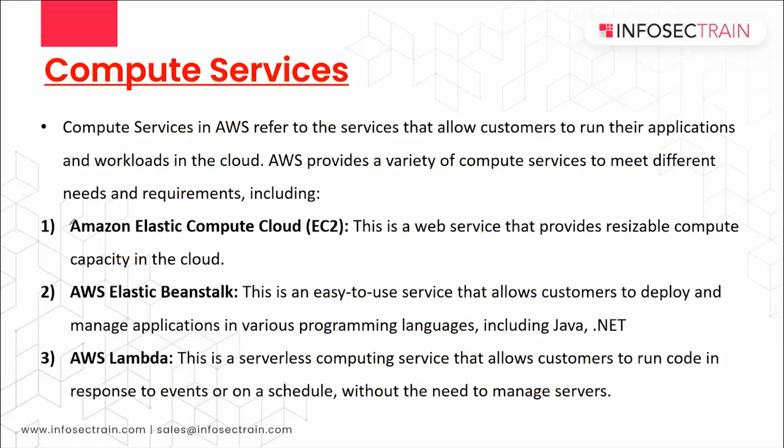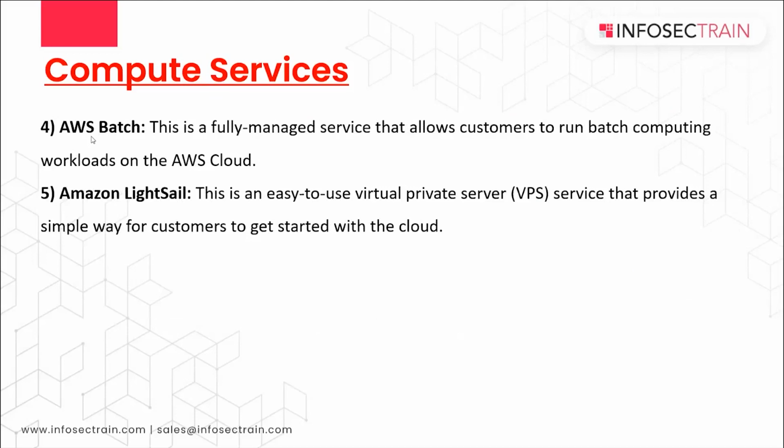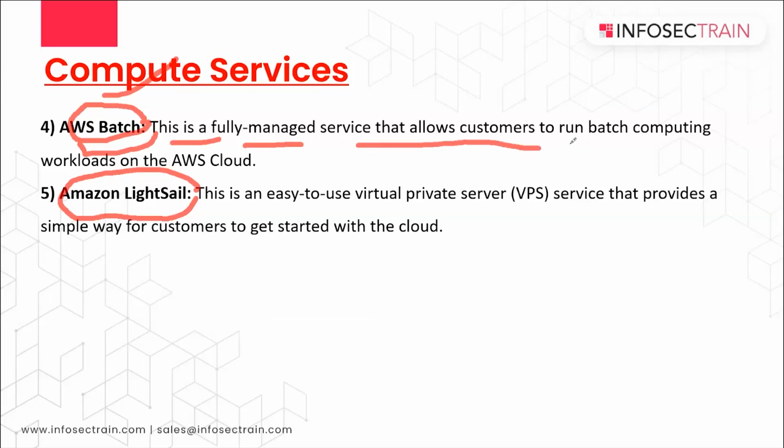Now let's move ahead to our next service, which is called AWS Batch. In the compute services, we have another one called AWS Batch, and another one called Amazon Lightsail. So in the AWS Batch service, what happens? This is a fully managed service that allows customers to run batch computing workloads on the AWS cloud. And there's another, which is called Amazon Lightsail.